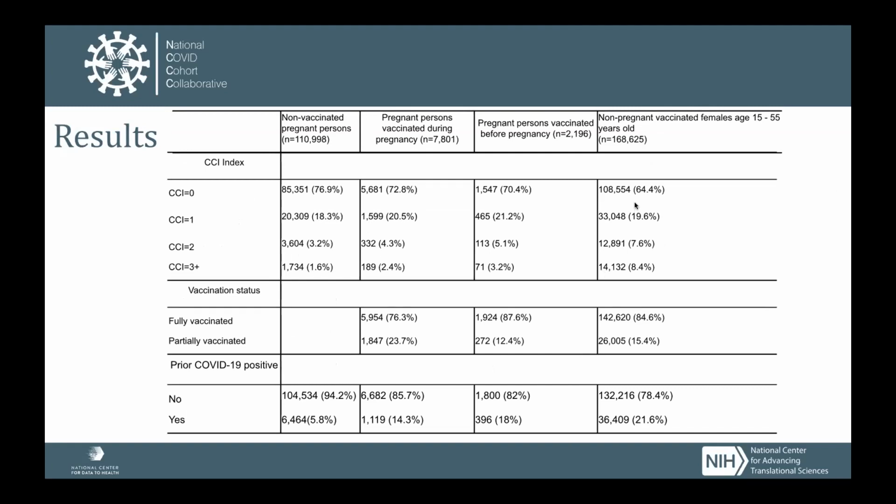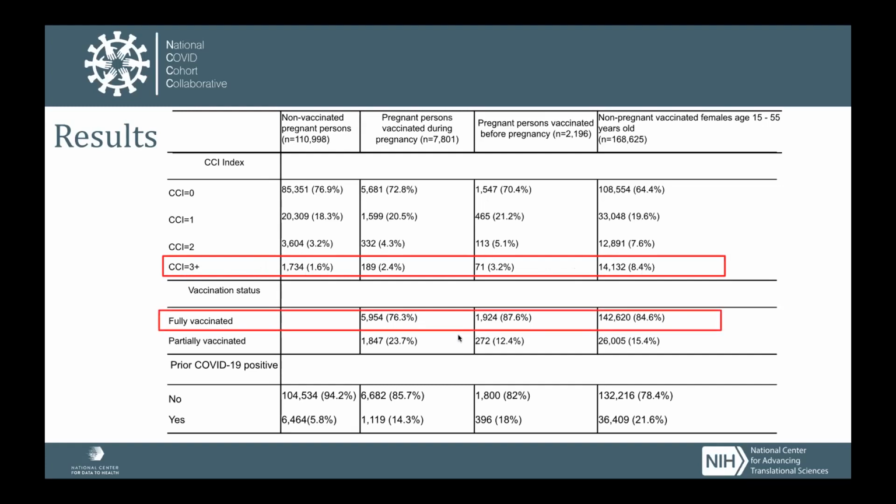Then for their Charlson Comorbidity Index, as we see, for those people with Charlson Comorbidity Index larger than 3, which are the people who are really vulnerable, the proportion of them is relatively very low across all the subgroups of people. But for those non-pregnant but vaccinated females, they have slightly higher proportion of people with CCI larger than 3.